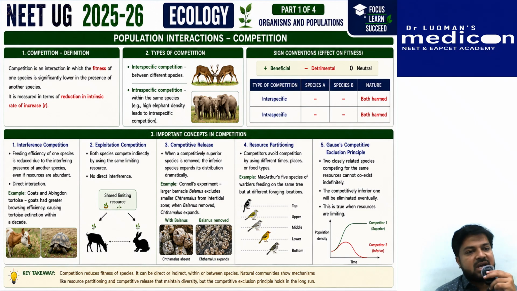That type of fitness is measured in terms of reduction in the intrinsic rate of increase. So we have studied what is intrinsic rate of increase of a population, r. So if the r value is decreasing, then there is a competition. There are two types of competition. One is interspecific competition and another is intraspecific competition. The competition between two different species is called interspecific, and the competition within a single species is called intraspecific. Example, high elephant density leads to intraspecific competition.